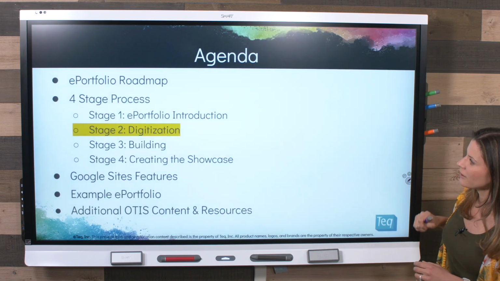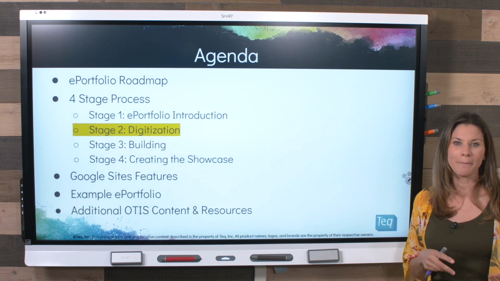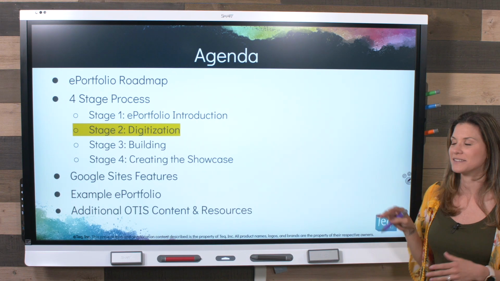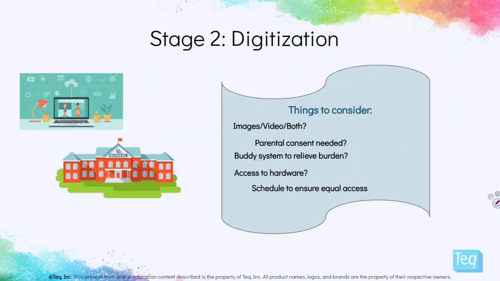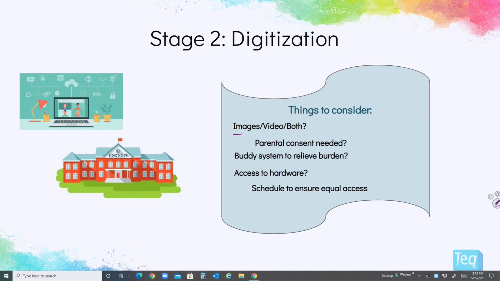So now moving along, we're going to talk a little bit about making your documents and your artifacts digital. So what does this exactly mean? Some things you might want to consider when you're moving all of that student work, if it is on a paper copy, into that digital component. You want to make sure that you specify with students whether they're going to be required to include images, video, or both on their e-portfolio.